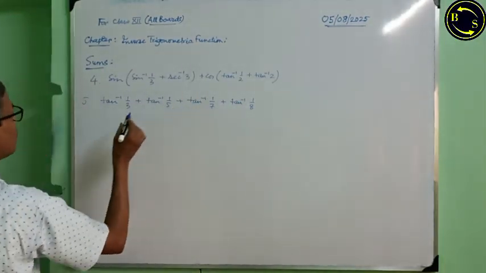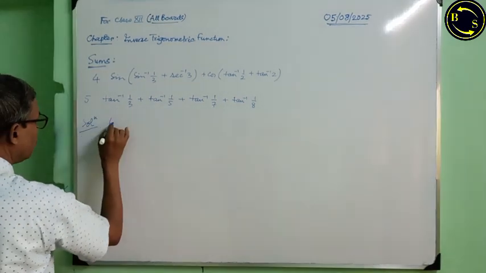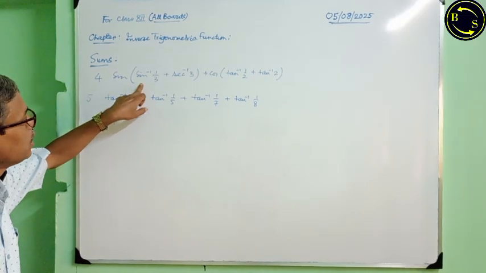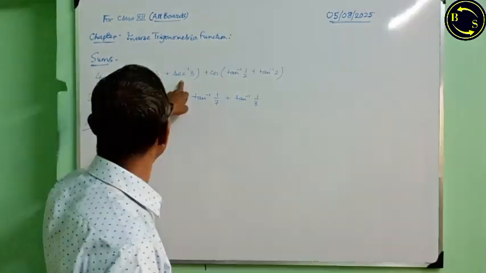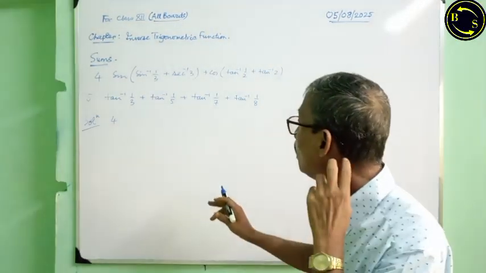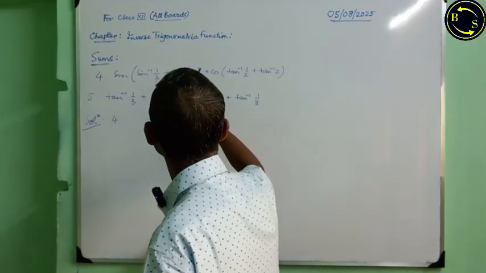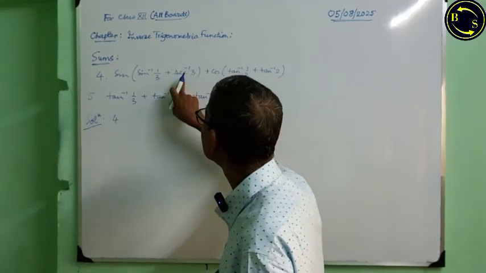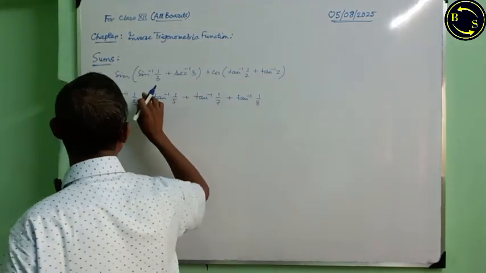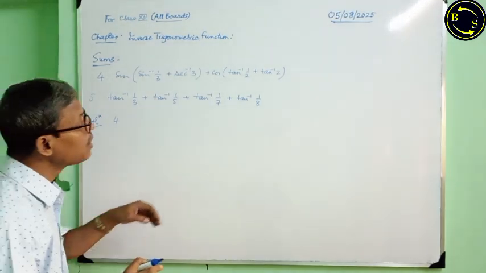First I solve this sum number 4. First of all, let us see the inverse functions within the brackets. Sine inverse 1 by 3, sec inverse 3. Now sec inverse 3 can be written as cos inverse 1 by 3. In that case, we get sine inverse x plus cos inverse x.